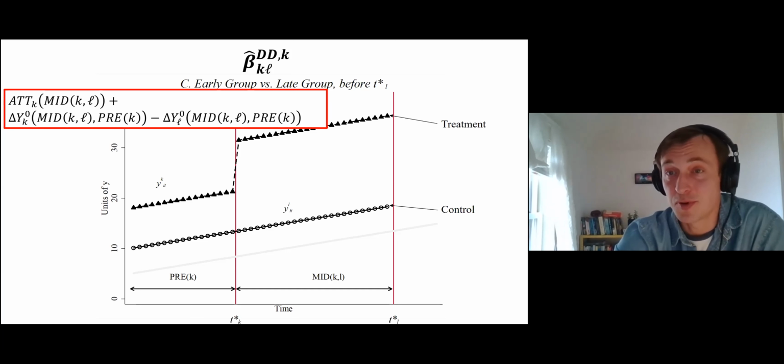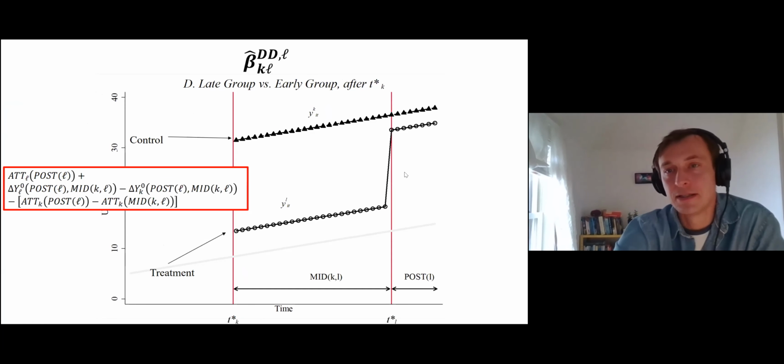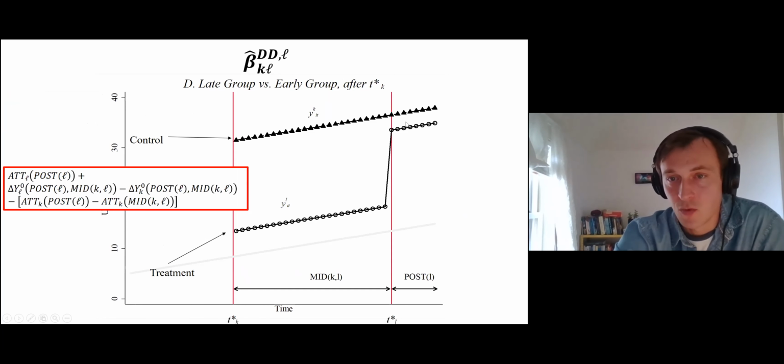So now we get to the real problematic thing, which is, what about this? What about comparing the late switcher to the early switcher? Well, the first thing you're going to get is the average treatment effect on the treated for the late switcher, they're the treatment group, over its own post period, right? That's this little window right here, just like before.